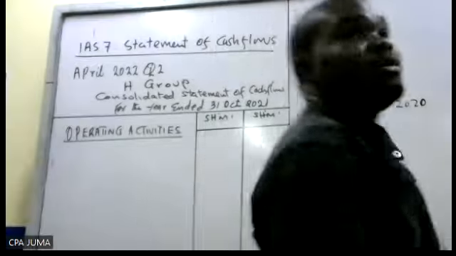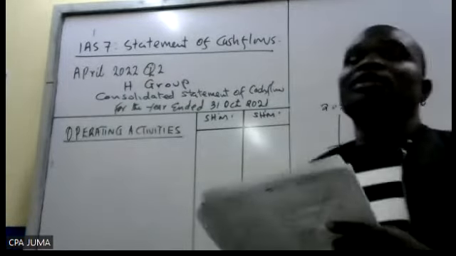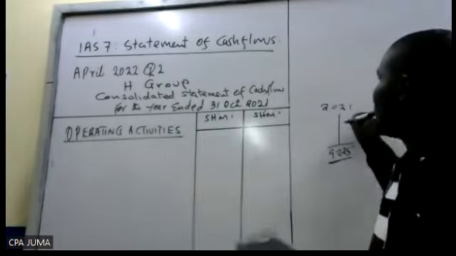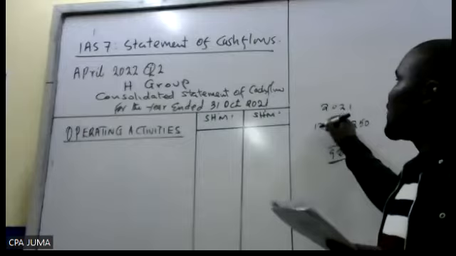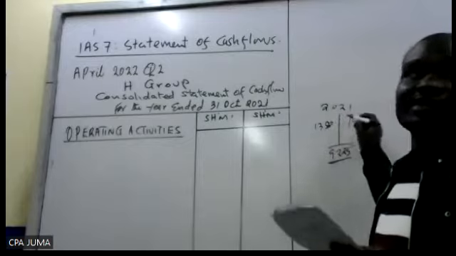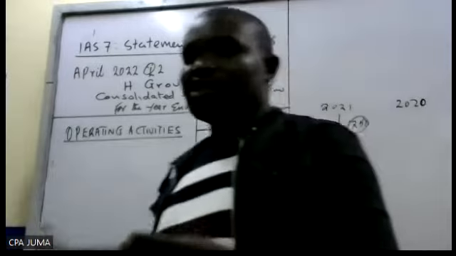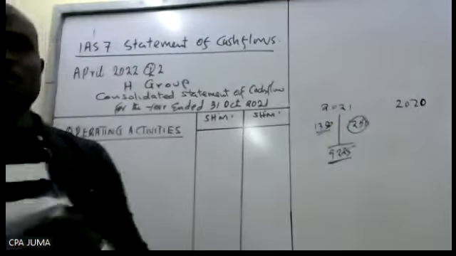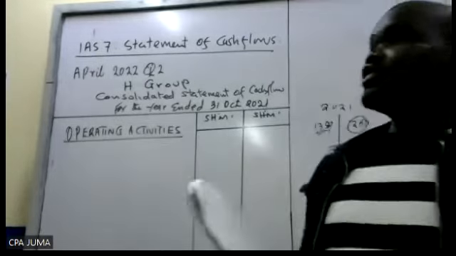So the mistake was on the other intangible assets. Instead of 13, they wrote 1250. It was supposed to be 1350. So I'll adjust that one, 1350, not 1250. So that was a very small mistake, which cannot make us not do the question.